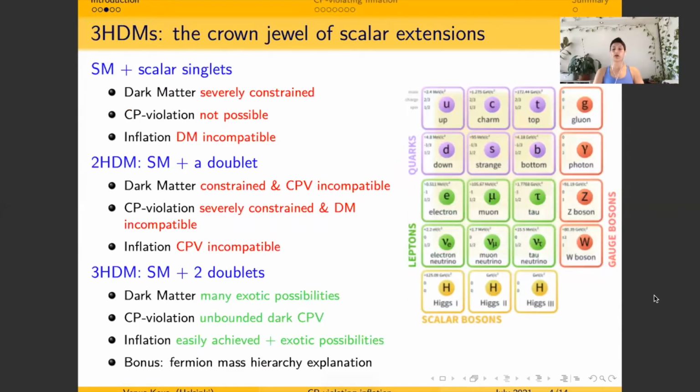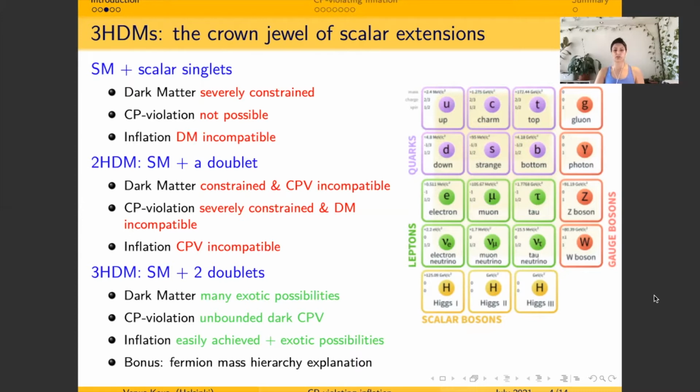Let me briefly justify why I think 3 Higgs doublet models are the best scalar extensions. In more economic scalar extensions, such as the singlet extension or the doublet extension of the standard model, when trying to address the 3 most striking shortcomings of the standard model, dark matter, CP violation and the inflationary framework, they are not compatible with each other, and some don't even allow for introducing CP violation, such as the scalar singlet extension. In 3 Higgs doublet models, however, one can not only have very exotic and new dark matter and CP violating phenomena, but also very interesting inflationary phenomenology, which I will talk about here.